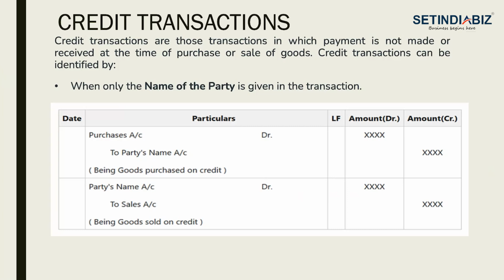For example, I am selling goods on credit to ABC company. So it will be ABC company account debited to sales. I am purchasing from XYZ company. So purchases account debited to XYZ company. I'm again repeating, the purchases account is being debited because it's a direct expense. When an expense is increased, it is debited. Sales is a direct income, so when income increases, it will be credited.